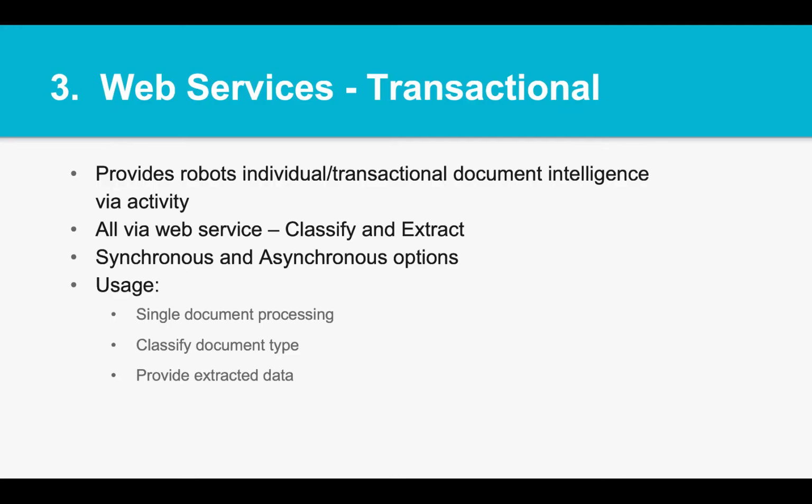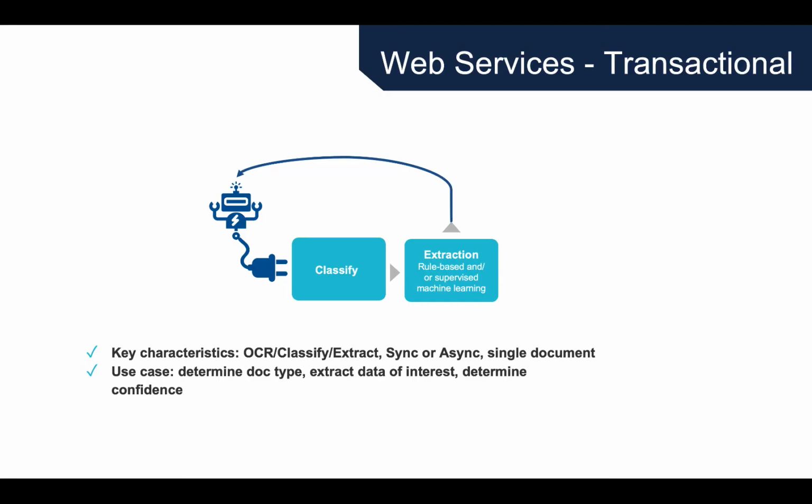The next method focuses on the processing of a single document, essentially a transaction. Through this method, the robot can receive a classified document, extract data, and confidence levels immediately via a web service response. This provides real-time decision and branching capabilities for a digital worker. This can be executed synchronously or asynchronously through Ephesoft's array of objects. This transactional method creates a tight feedback loop between RPA and the document intelligence services provided by Ephesoft and is appropriate for a wide variety of use cases.